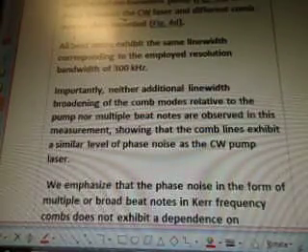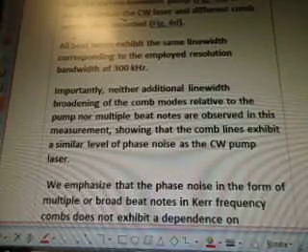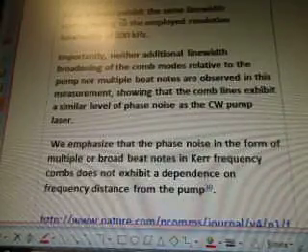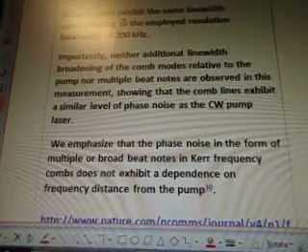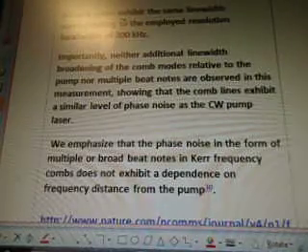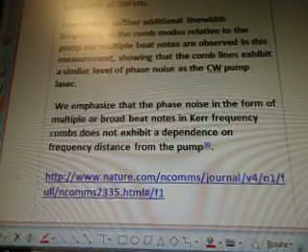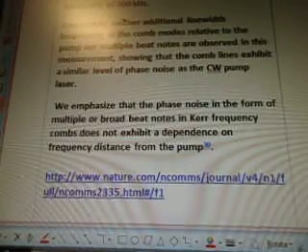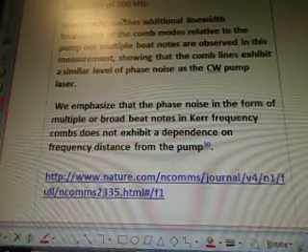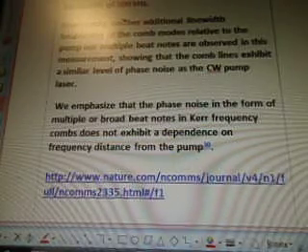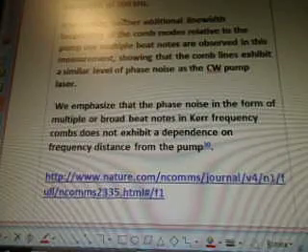Importantly, neither additional line width broadening of the comb modes relative to the pump, nor multiple beat notes are observed in this measurement, showing that the comb lines exhibit a similar phase noise as the CW pump laser. We emphasize that the phase noise in the form of multiple or broad beat notes in Kerr frequency combs does not exhibit a dependence on frequency distance from the pump.